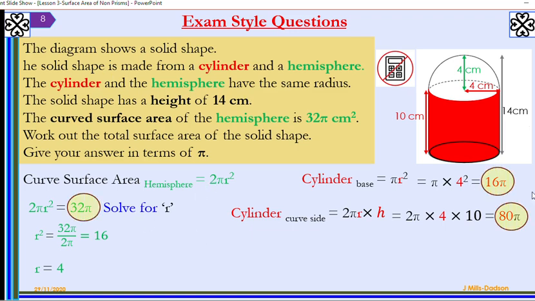We need 16 pi, the cylinder base, 80 pi, the curved side of the cylinder, and 32 pi, the curved side of the hemisphere. We add them up, and that will give us 128 pi. So the total surface area of the solid shape is 128 pi.